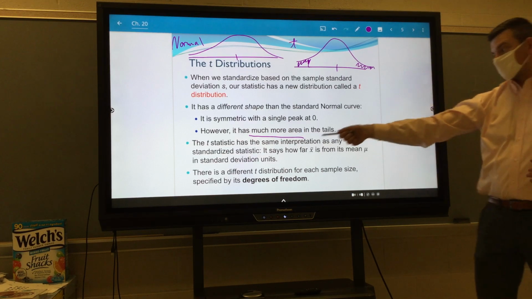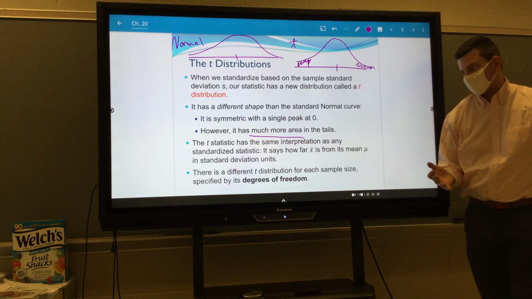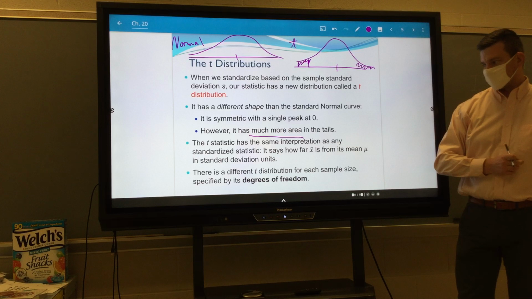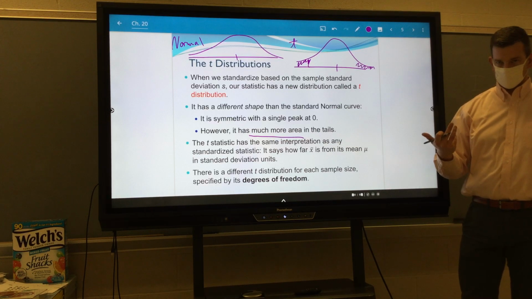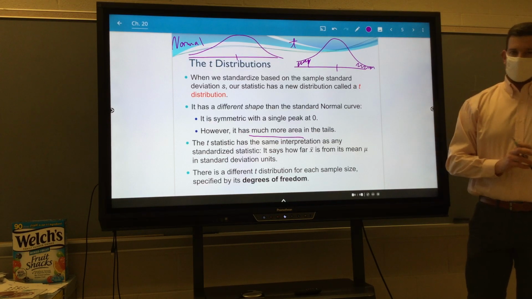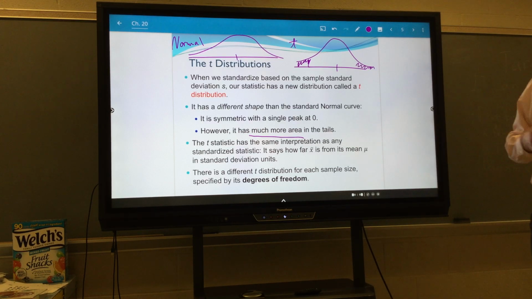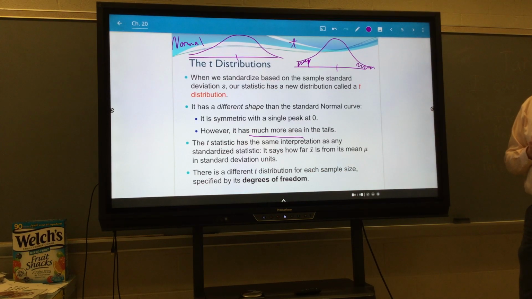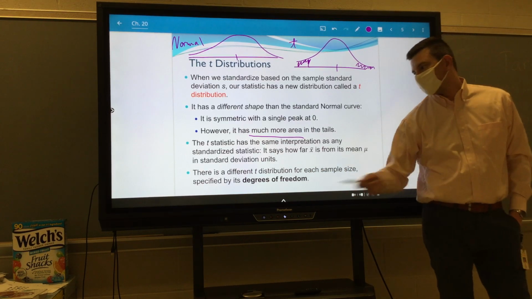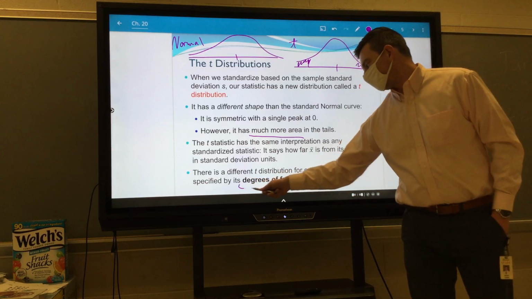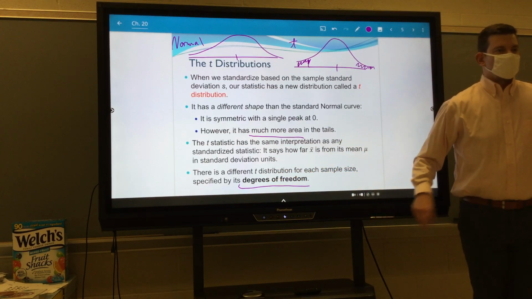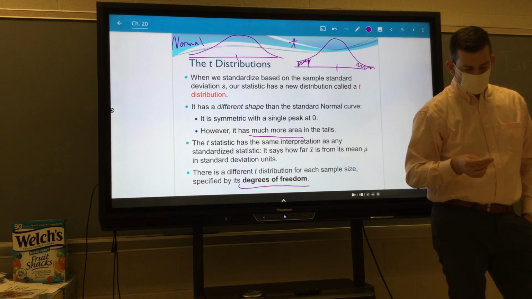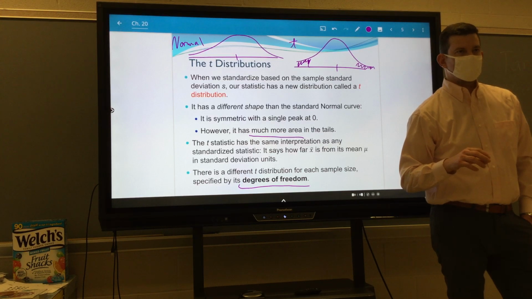The t statistic has the same interpretation as any standardized statistic. It says how far away x bar is from any mean mu in standard deviation units. Now, there's a little change with the language here. There's a different t distribution for each sample size, specified by its degrees of freedom. Degrees of freedom, I think we saw this term once earlier this year. We see it with a few of our distributions.